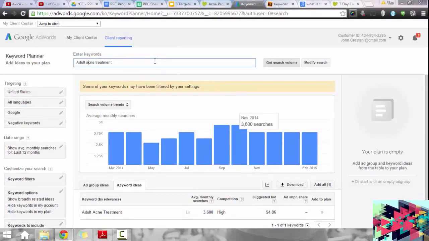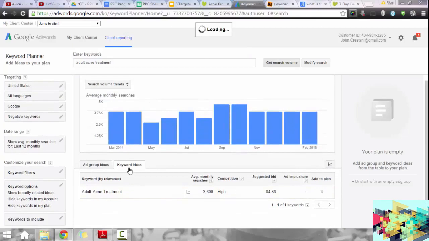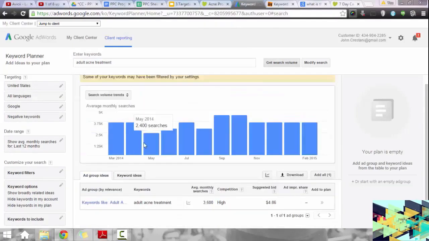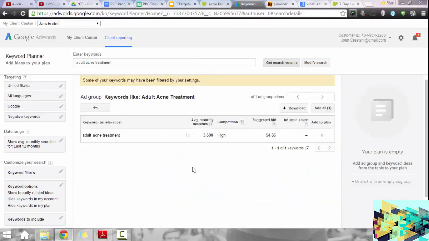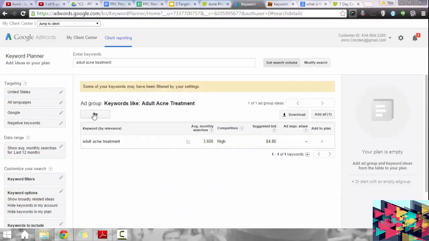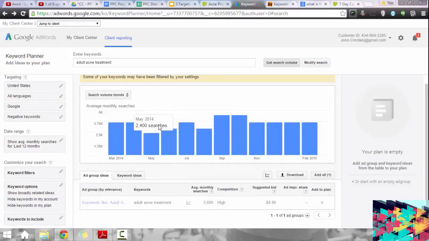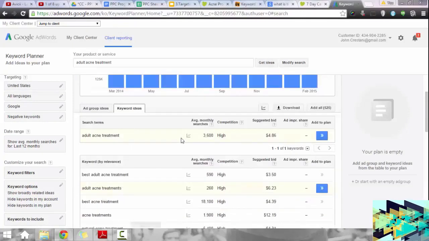I don't know why this is not working. Let's see what's going on here. Your keywords have been filtered by your settings. There we go. I just needed to reload the page.